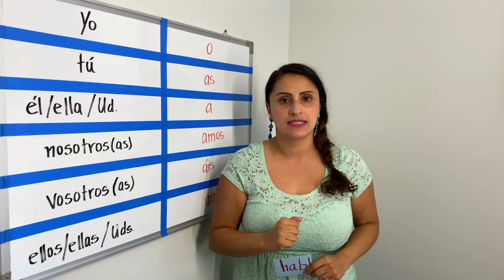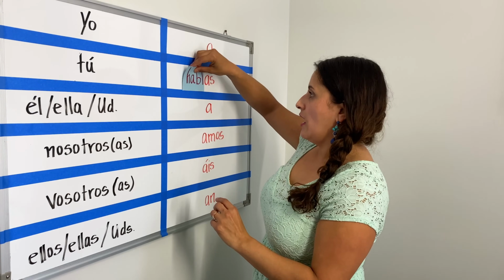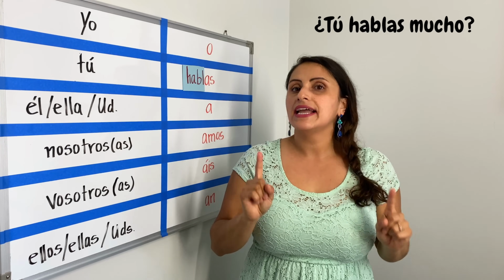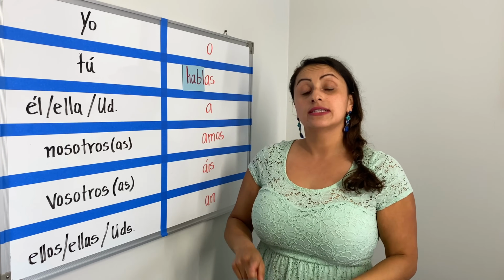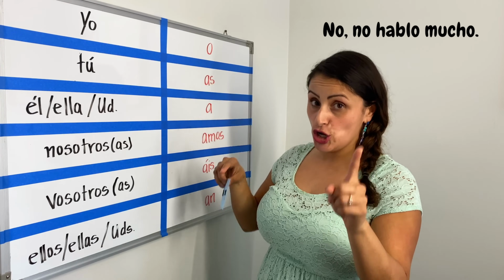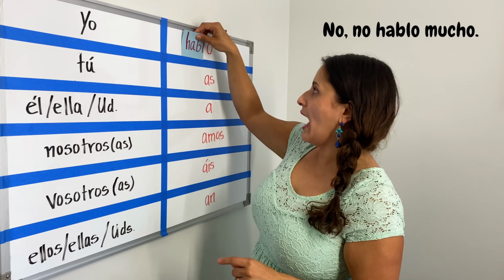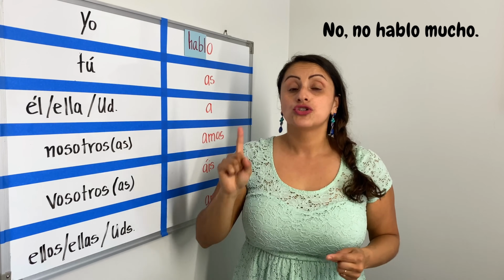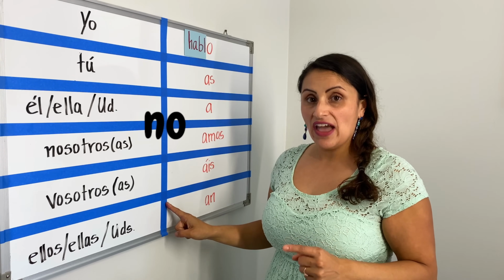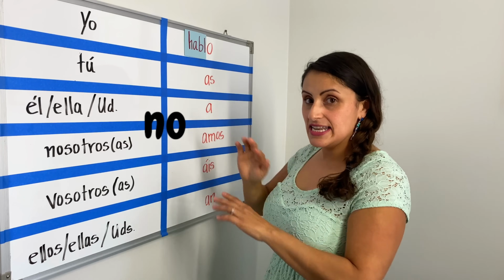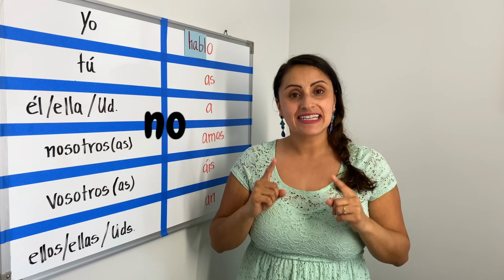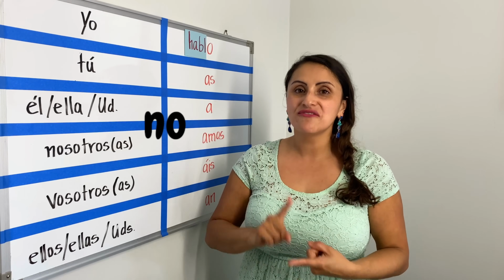For example, I may say, ¿tú hablas mucho? ¿Tú hablas mucho? And you want to say no. You would say no for no, and then put another no. So you would say no, no hablo mucho. So the no always goes in front of your verb. That's to make this negative. You are not doing that. You don't do that. So that is exactly where the no goes. Always in front of the verb.